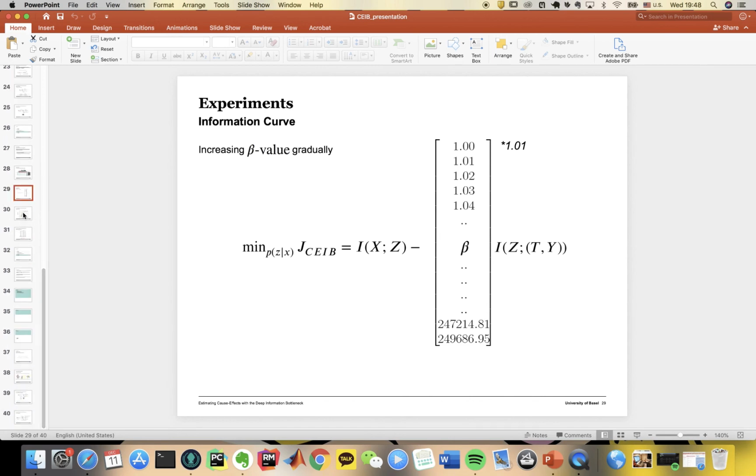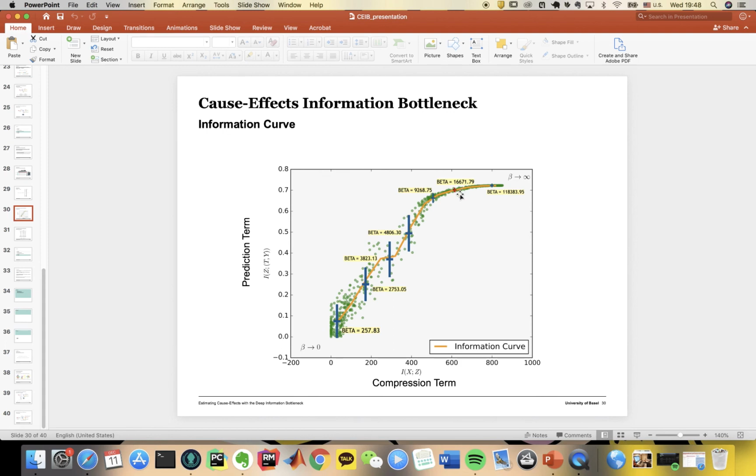Based on this, the CIB model and the data set we have, finally we can plot our information curve. Each small green point is one CIB model with a different beta value, and each green point demonstrates the relationship between the compression term and the prediction term, denoted by the mutual information that I mentioned before. This yellow line is the mean line of the models, with the stars marking the standard deviations. This curve is constructed gradually from the lower left corner to the upper right corner.